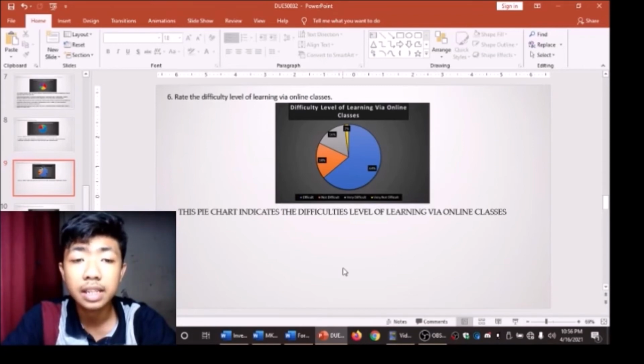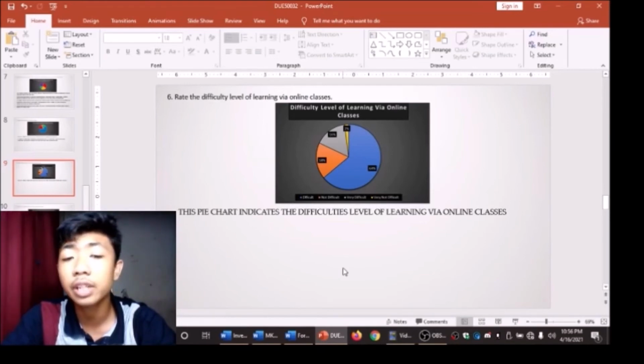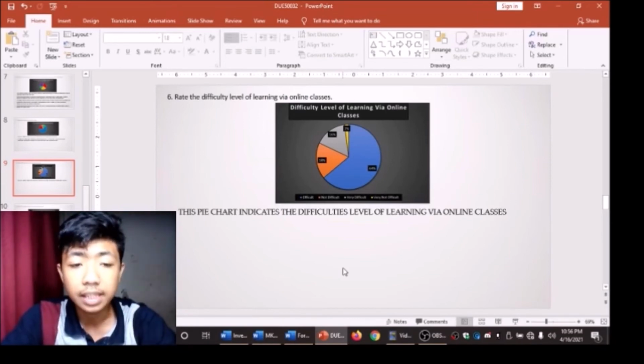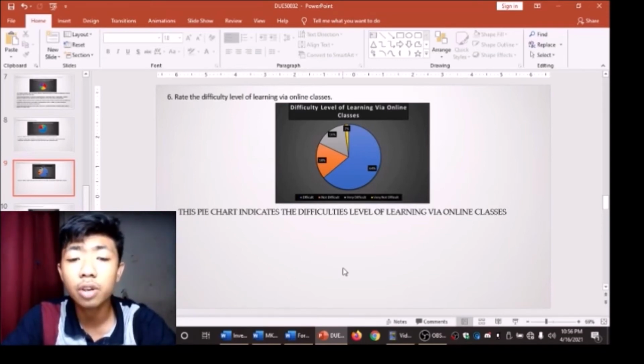Last but not the least, only a small minority of respondents prefer learning via online class, which they vote for very not difficult, which accounted for 2% only. As the conclusion, we can see here that the majority of the respondents prefer to learn face-to-face rather than going to online class, as it shows going to online class is difficult for them.